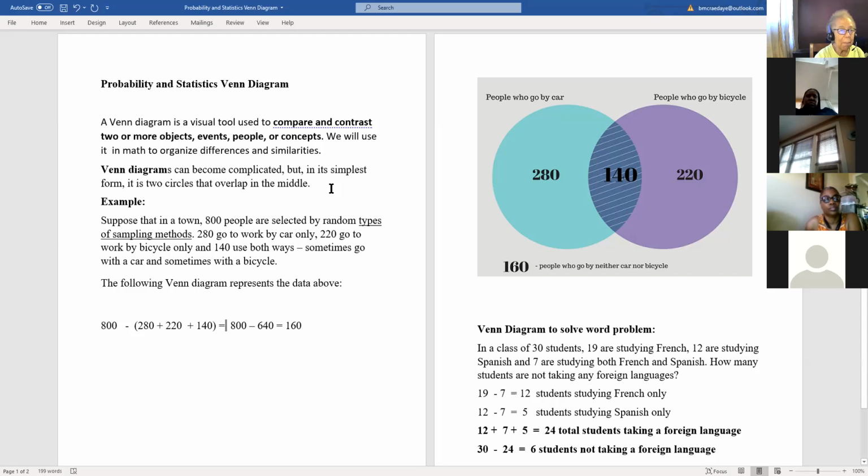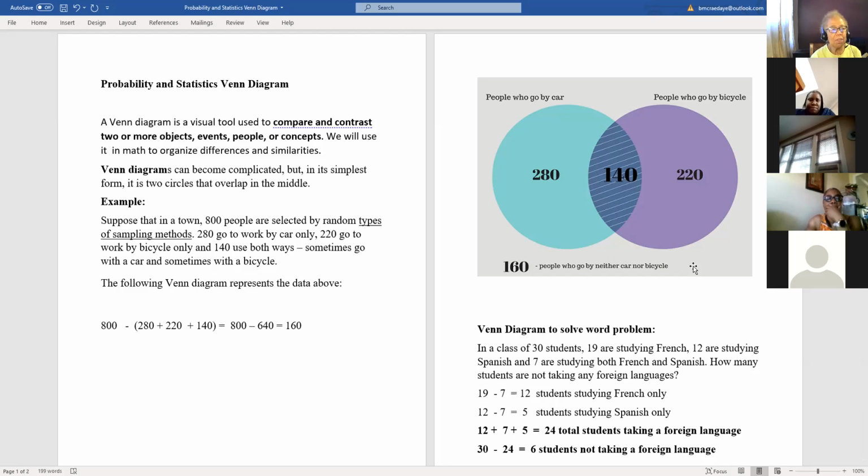So you add up the number of people who go by car, plus the number of people who go by bicycle, plus the ones who go both ways. That sum, 640, is subtracted from the 800 people, the total people we sampled. That gives you 160, the people who go by neither car nor bicycle. Questions? Any other questions? Michelle, you following okay? Yes, ma'am.